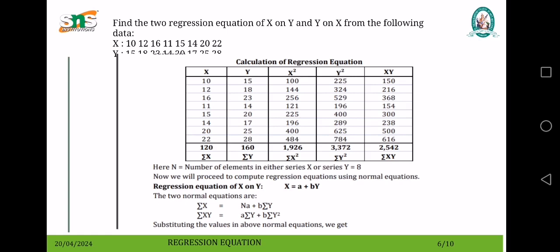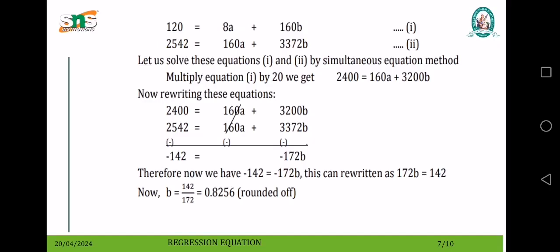Now we will proceed to compute the regression equation using normal equations. Regression equation of x on y: x equal to a plus by. Therefore, the normal equations are summation of x is equal to na plus b summation of y, and summation of xy is equal to a sigma y plus b sigma y square. Substituting the values in the above normal equations, we get 120 is equal to 8a plus 160b, and 2542 is equal to 160a plus 3372b.